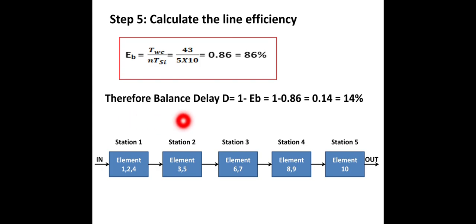And balance delay is asked here to calculate. So balance delay is nothing but 1 minus line efficiency, that is 1 minus 0.86, which is equal to 14%. So after this we need to draw these blocks in and out. So in station number 1, what are the elements assigned? Station number 2, what are the elements assigned? Station number 3, what are the elements assigned? Station number 4, what are the elements assigned? Station number 5, what are the elements assigned? You need to write here.